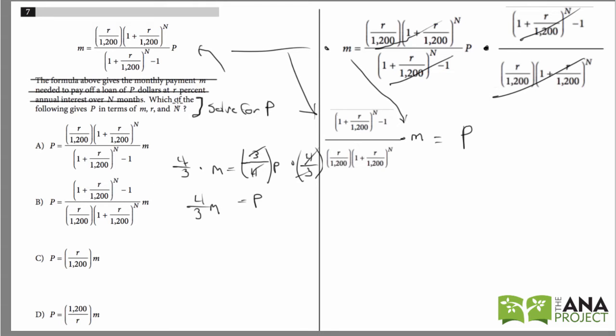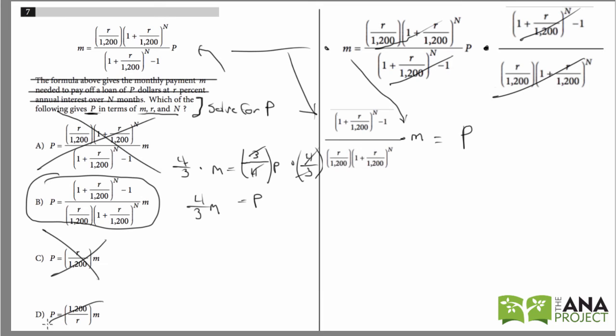You just have to translate this. Which of the following gives P in terms of M? It's just saying, hey, solve for P, get P by itself. And obviously M, R, and N are going to be on the other side. So which one is that? M equals 1 plus R over 12, so it's not this one. P equals M plus 1, I think it's this one. Yep, has to be. So it's B.